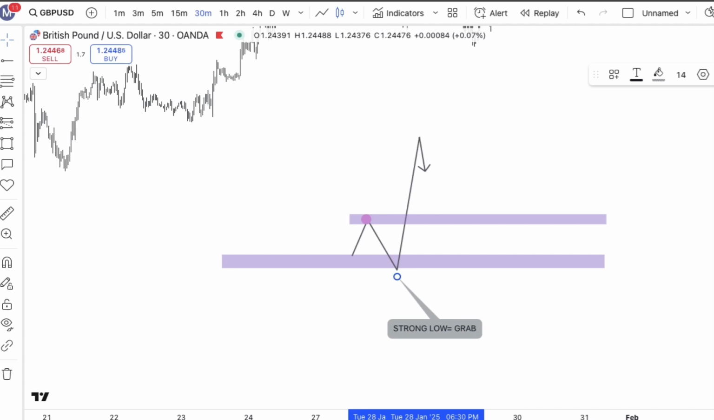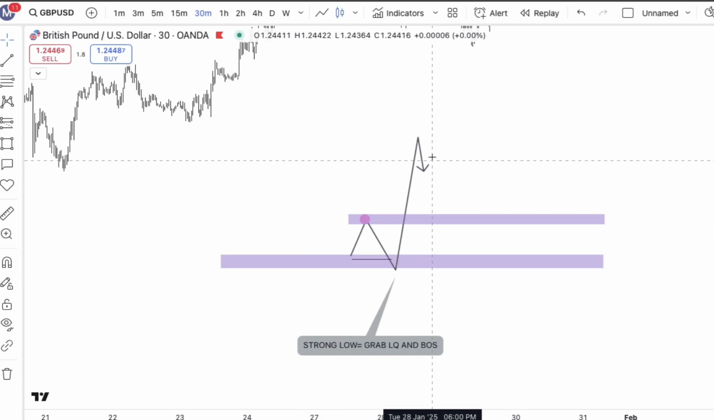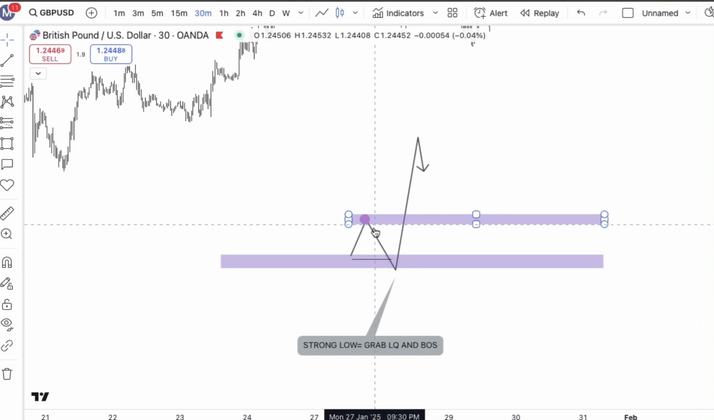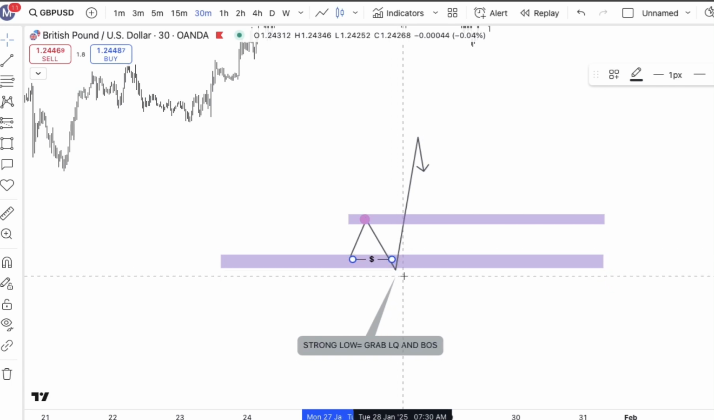Okay, so strong low equals grabs LQ, so I like to refer to liquidity as LQ, and break of structure as BOS. Grabs liquidity and breaks structure. If you guys do not understand liquidity yet, do not worry, I will make a video on this. But I did touch on it in the beginning when I said, just pretend price needs more strength before pushing into the intended direction. In this case, we have no strength, right? So what is price going to do? It's going to take out a low, fake people out thinking it's going to sell, and then reverse into the opposite direction. That is liquidity in a less than 30-second explanation.